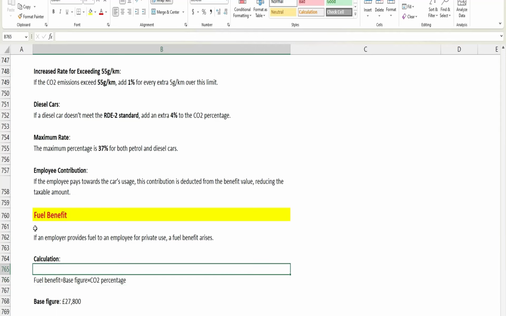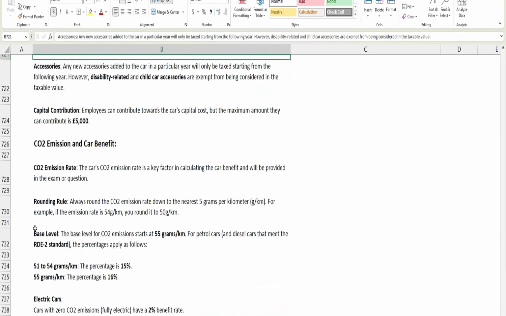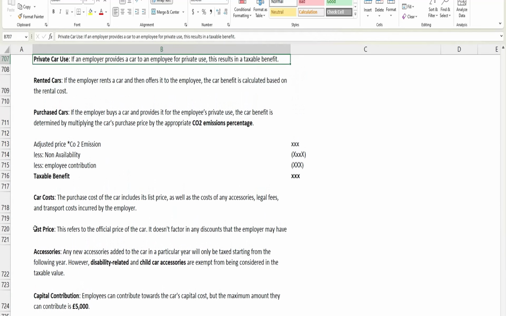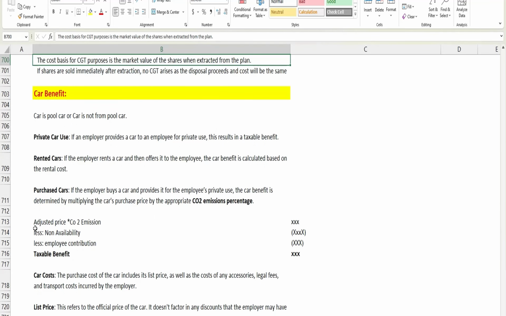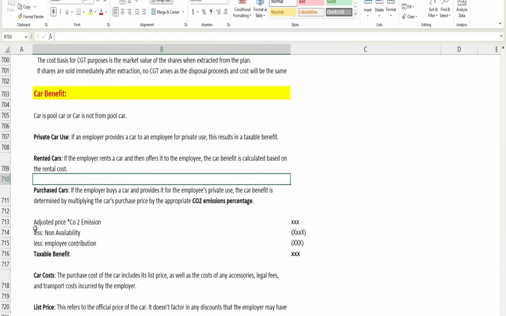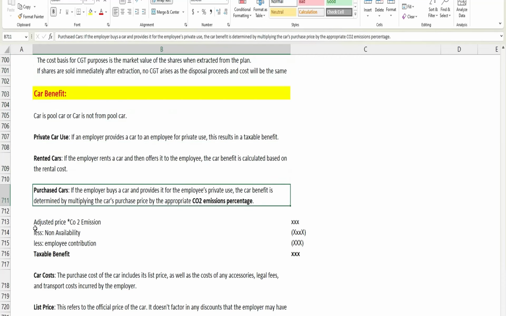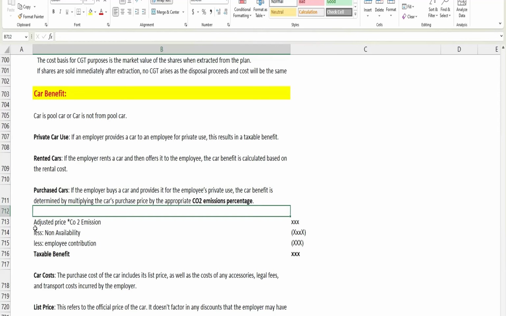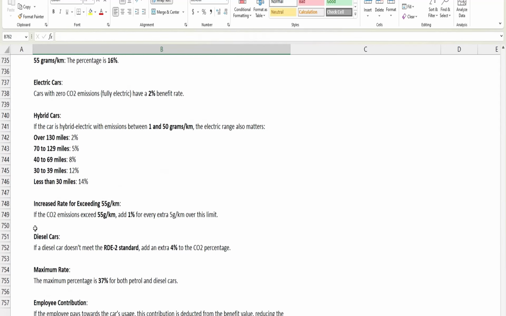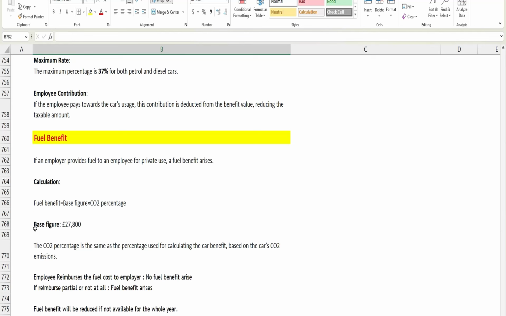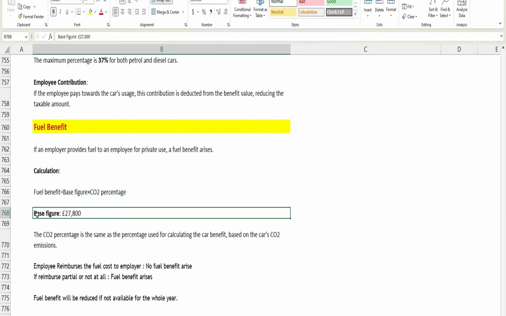As in the case of the car benefit, we learned that first of all we need to identify whether the car was given from the car pool or not. If the car is given from the car pool, then no taxable benefit will arise. But if not from the car pool, in that case a benefit will arise. And we had learned how to calculate the car benefit in case of rented and purchased cars. So basically the base figure required for the fuel benefit is fixed, which is 27,800 pound.